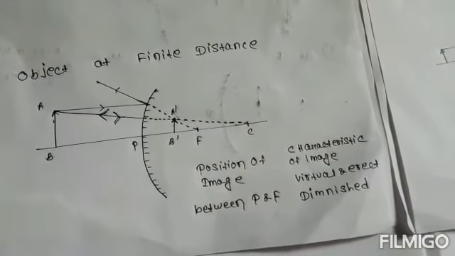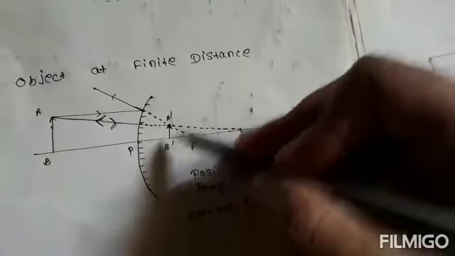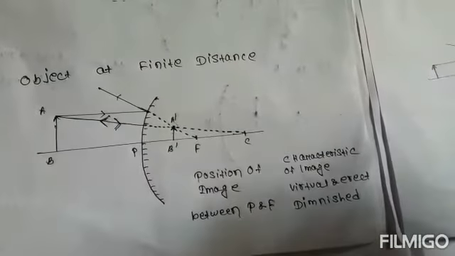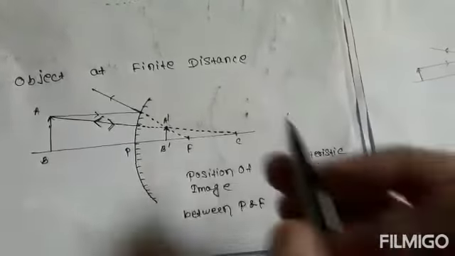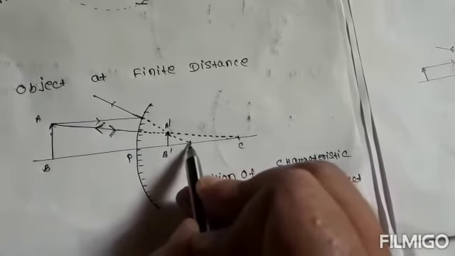So it is called virtual image. Virtual image is always erect, so it is erect and diminished. We can get a diminished image. And the position of the image is between the pole and focus.